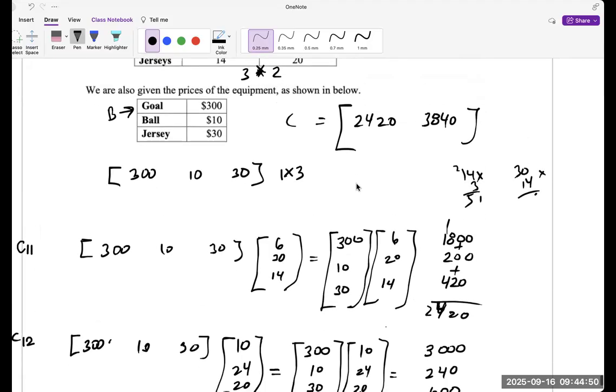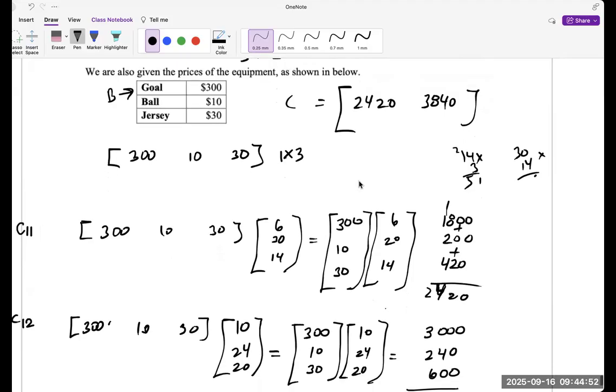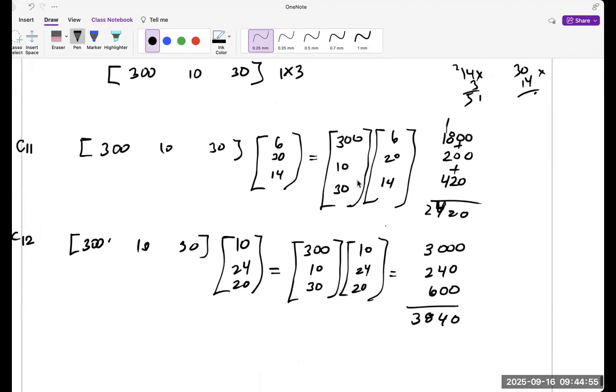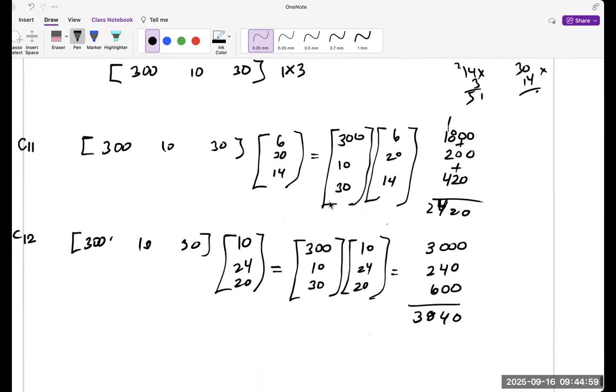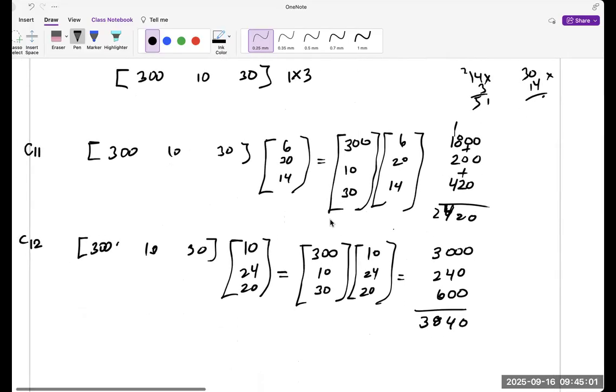Everything else looks good. All right. Let me know if you can find the arithmetic error. But it looks like there's no problems in the way we multiplied it.